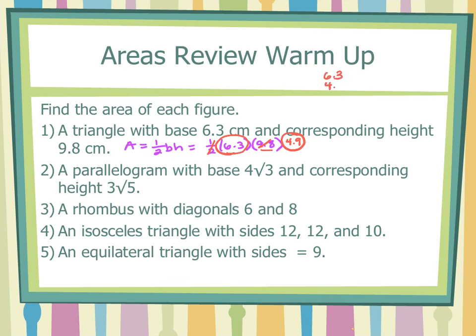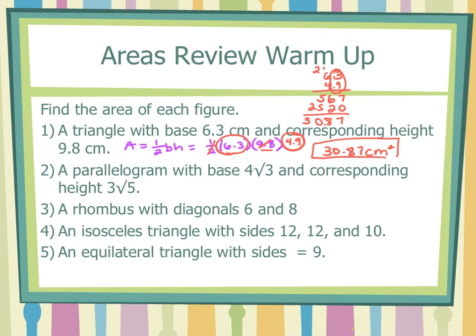So 6.3 times 4.9, 9 times 3 is 27, 6 times 9 is 54, plus 2, that's 56. 4 times 3, we'll put the 0, 4 times 3 is 12. And 6 times 4 is 24, plus the 1, that's 25. Add those together. There's 2 digits behind the decimal, so the answer here would be 30.87 centimeters squared.